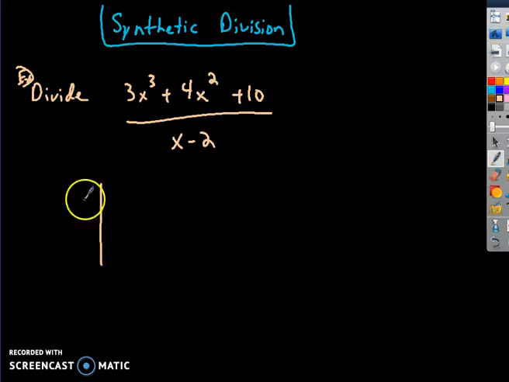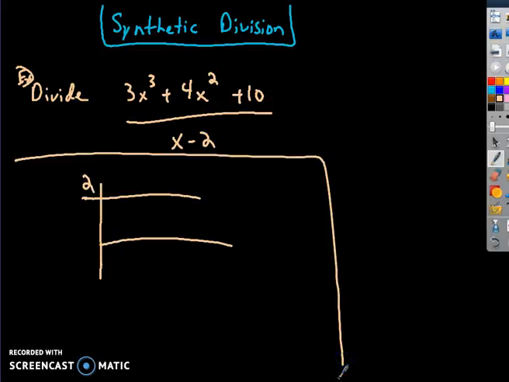This is a bracket we create. And in this bracket, outside here will be what makes the bottom number 0. So it's basically whatever makes that 0. x subtract 2, positive 2 makes it 0. So it goes positive 2. Make that look a little neater.